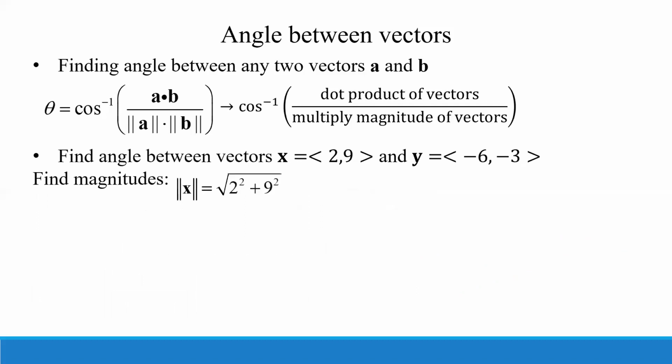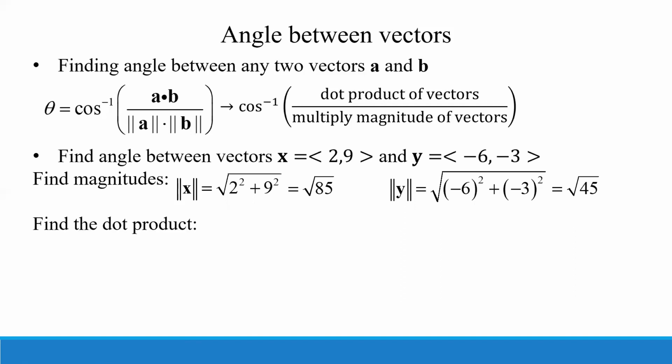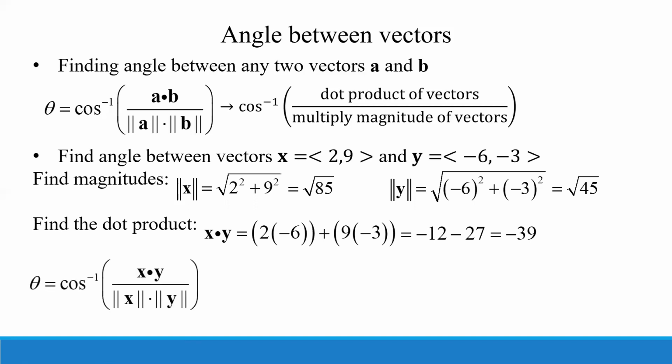So magnitude of x, remember the Pythagorean theorem. So that could be root 85. Magnitude of y, Pythagorean theorem, comes out to be root 45. And then we got to find the dot product. So x dot y, again, multiply the x's, multiply the y's. Ends up being a negative number. Negative 12 minus 27 is negative 39. That's okay. We're going to plug that into our formula.